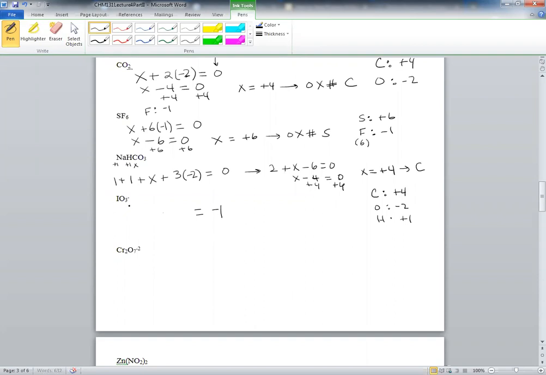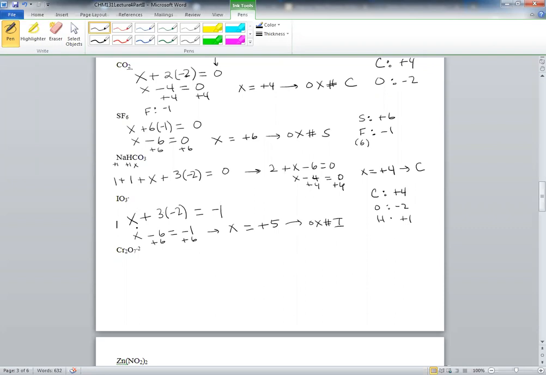Then again, you work your way to I. So you have 3 times -2. That's oxygen plus X. We don't know what the oxidation number on iodine is. So X minus 6 equals -1 plus 6 plus 6. That would make it X equals +5. So that's the oxidation number on I. So it's +5, and of course you have.